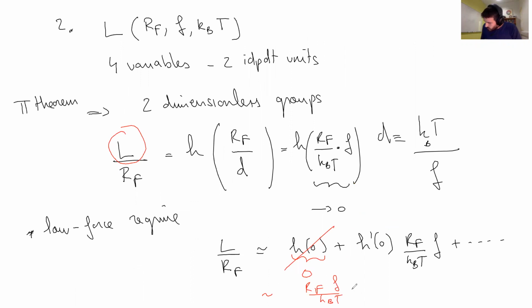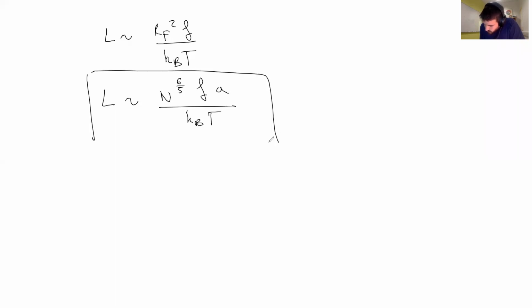All right, so we are left with the relation that R_F squared, the force, and divided by k_BT. And so we end up with the relation L proportional to N^(6/5) f a over k_BT. So the extension of my chain is 0 when there is no force, and it increases linearly with f because I'm at small f. That is why you have a linear response. Of course, we might expect non-linearities if we go to very strong forcing, and we will see that in a minute.